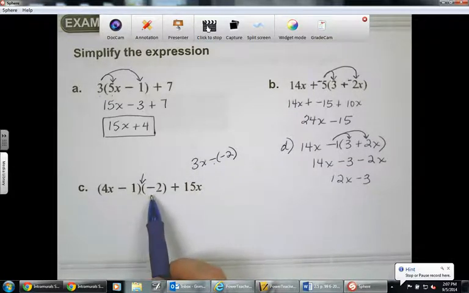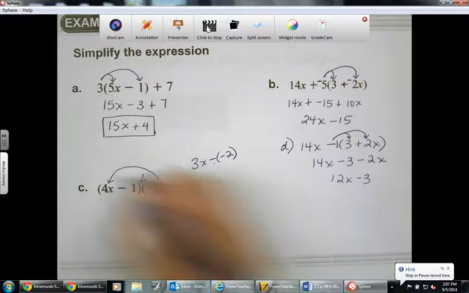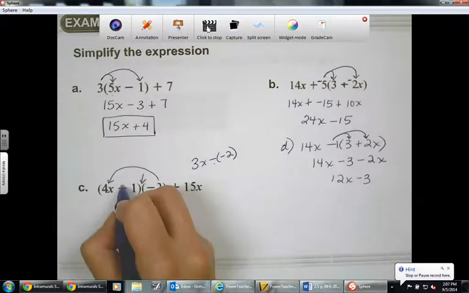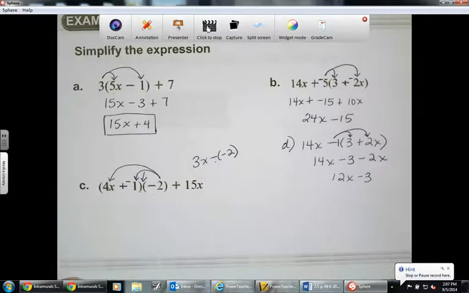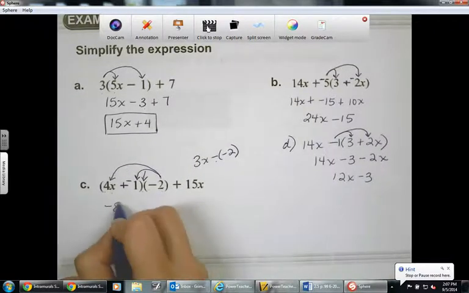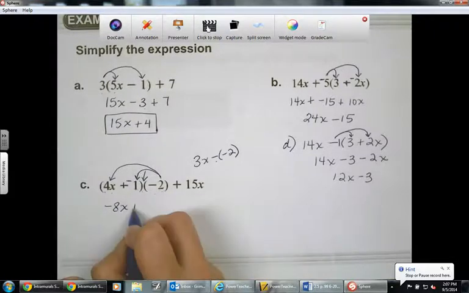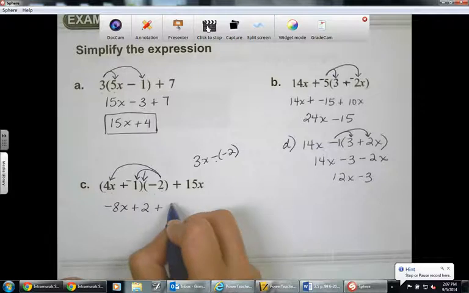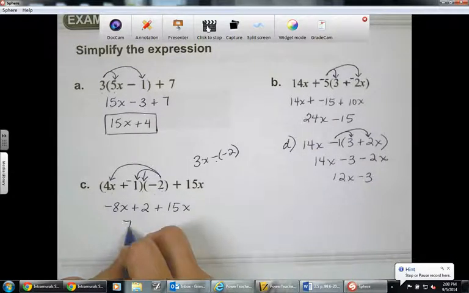So I'm going to distribute that -2 to the 4x. If you want, you can change this to plus a -1, and you got to distribute it to him too. Okay, so 4x times -2 is -8x. A -2 times a -1 is a +2 plus 15x. And now from here, I can go ahead and combine the 15x and the -8x so that I get a positive 7x plus 2.